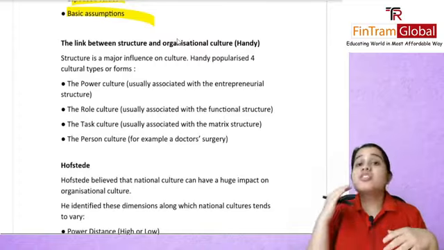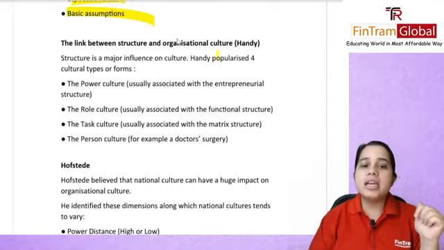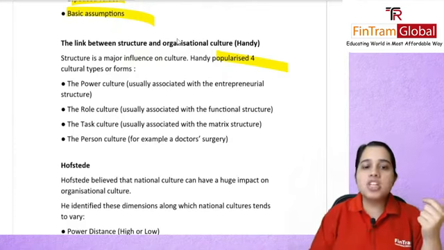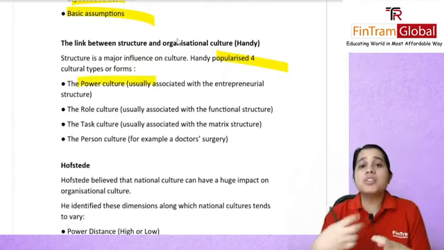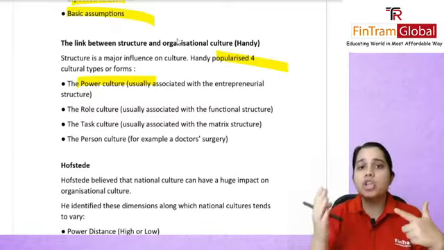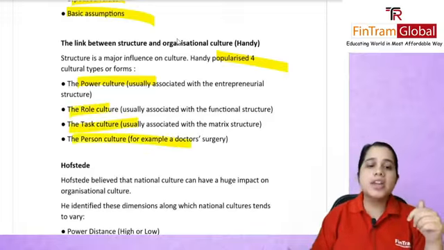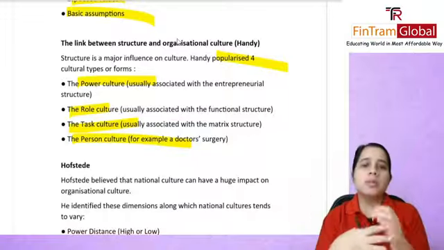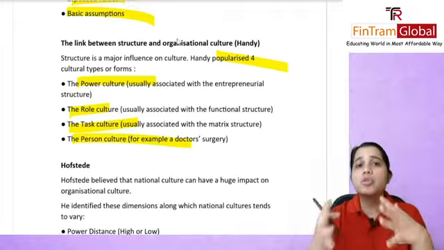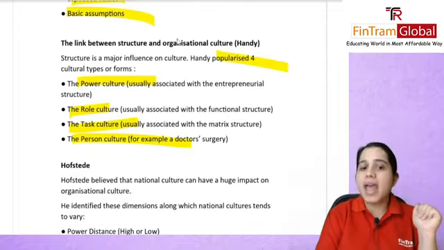Then the link between your structure and organization culture was something that was given by Handy, wherein he categorized 4 cultural types. There was your power culture, usually associated with your entrepreneurial structure. Basically, one person is going to have all of the power and is going to exert the power. You have your role culture, with different functions, you have your task culture, and you have your person culture, specialization. Maybe a law firm wherein people are all specialized, or a group of accountants opening a firm. So they will have a person culture there. So that was given by Handy.